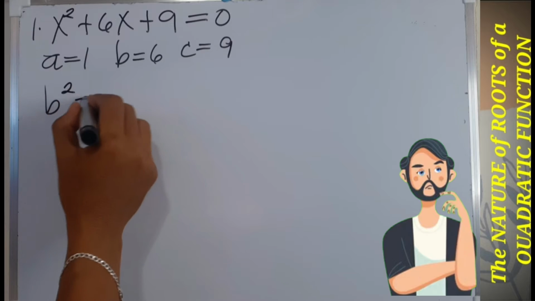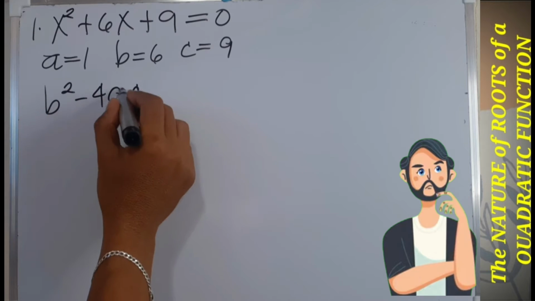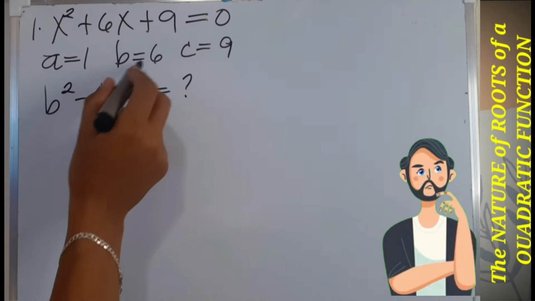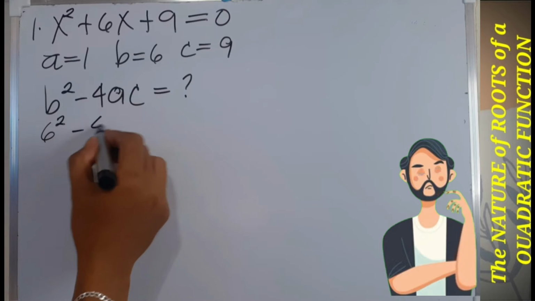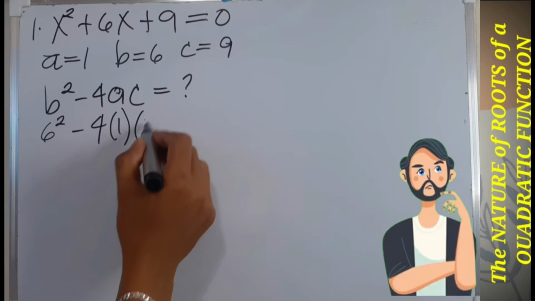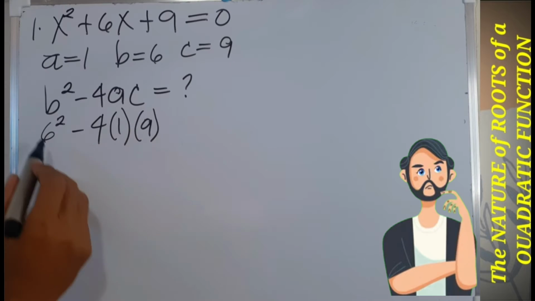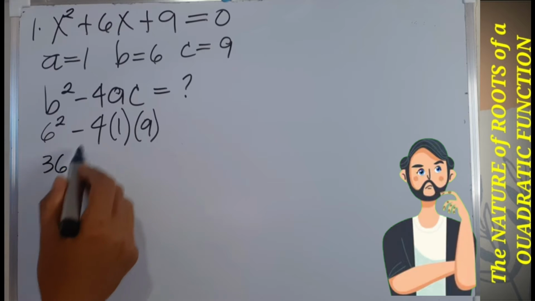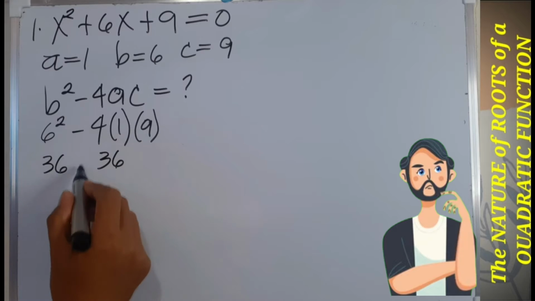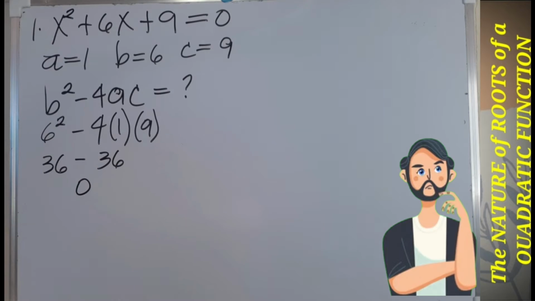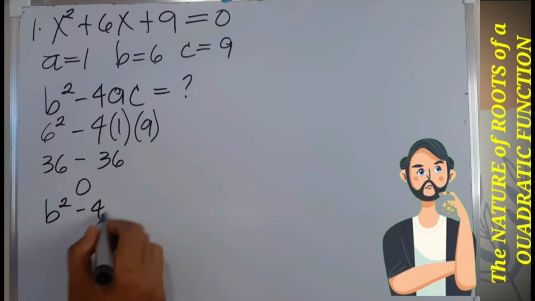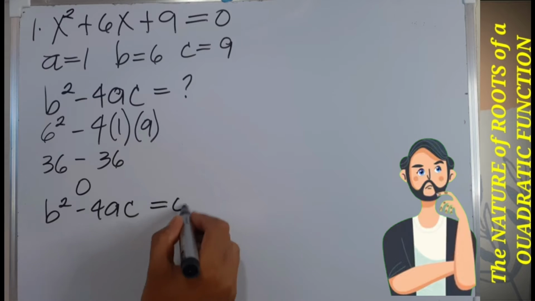The discriminant is b squared minus 4ac. Let us determine the discriminant. B is 6 squared minus 4, a is 1, c is 9. 6 squared is 36, 4 times 1 times 9 is 36, negative. So it is 0. Meaning, b squared minus 4ac equals 0.